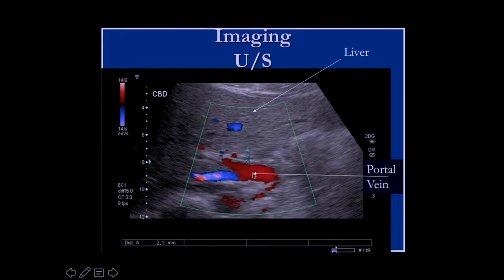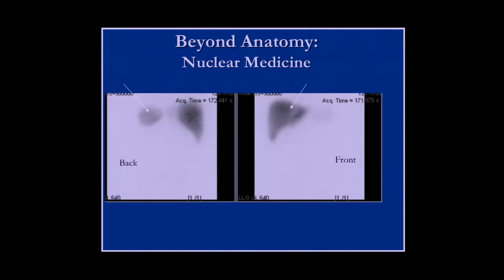This is colorized portal vein. This little guy trying to be measured there is the common bile duct. So these are a little harder to interpret, but not too bad. Then you get something like this, which is what I'm going to be focusing on as we move forward.